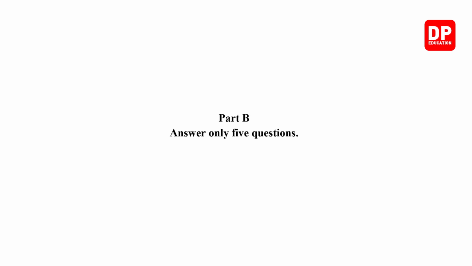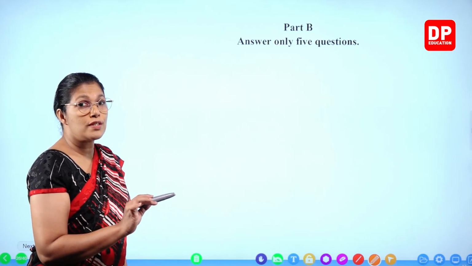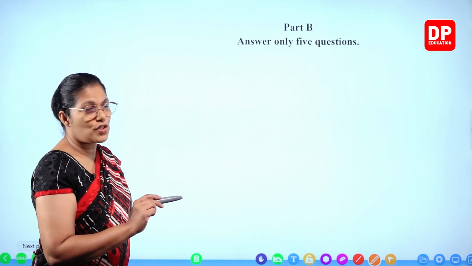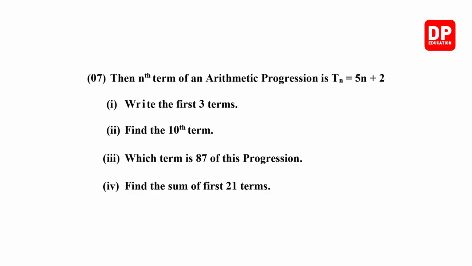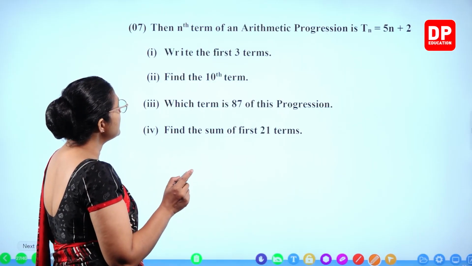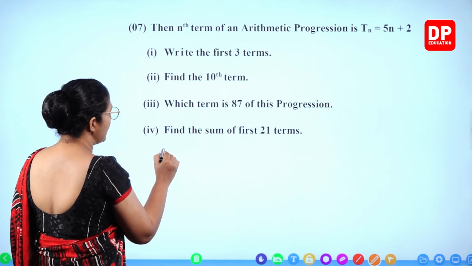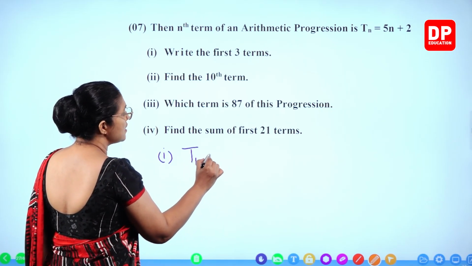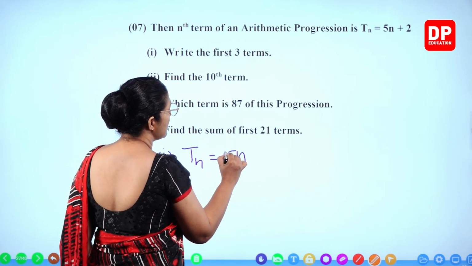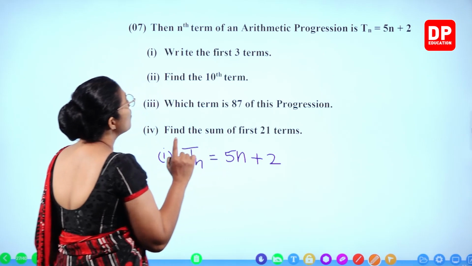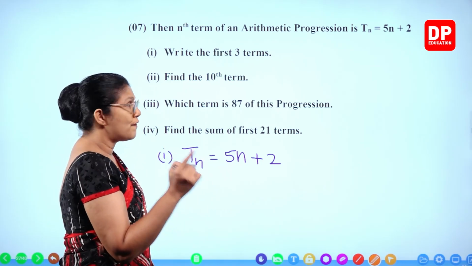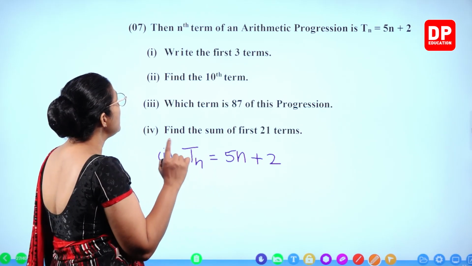Now, let's do part B. Answer only 5 questions here as well out of 6 questions. Nth term of an arithmetic progression is Tn equals 5n plus 2. Write the first 3 terms and then find the 10th term. So, how you do that? Expression is given. Tn equals 5n plus 2. So, when n equals 1, you get the first term. N equals 2, second term. So, you need 3 terms.